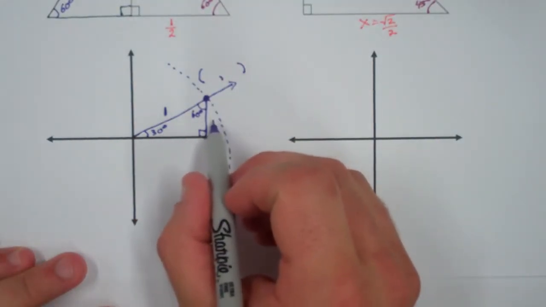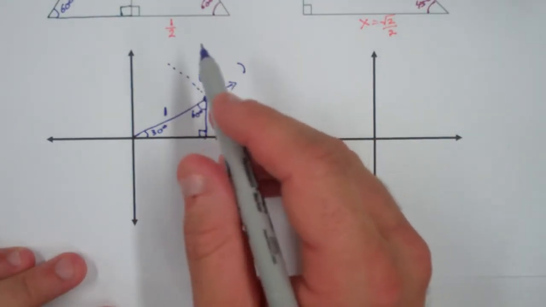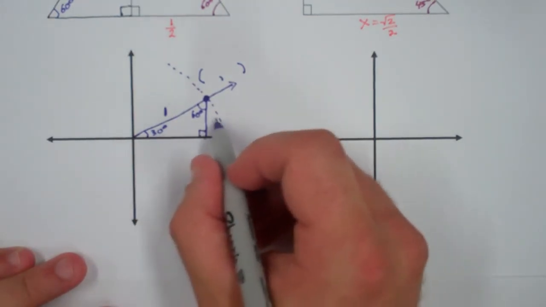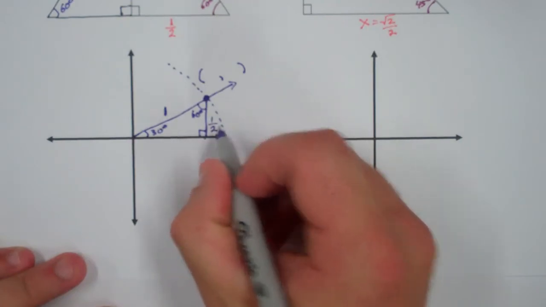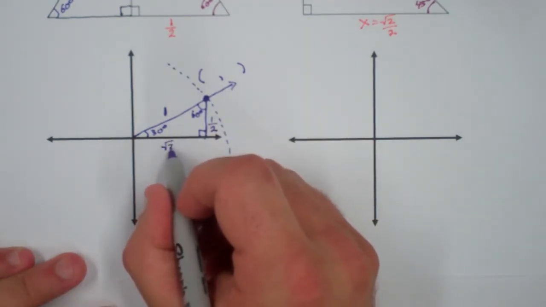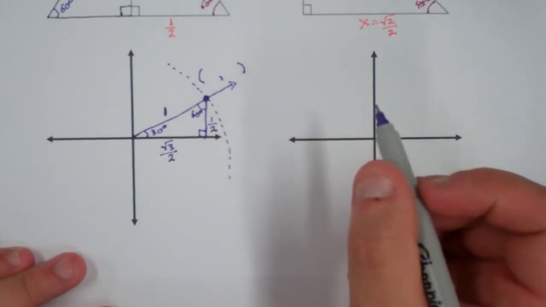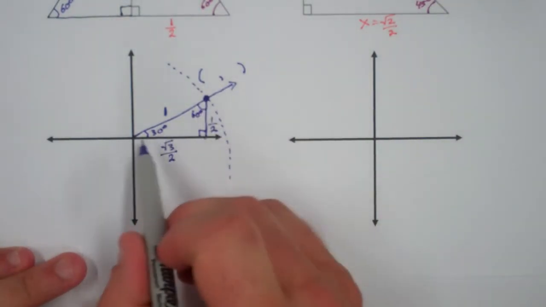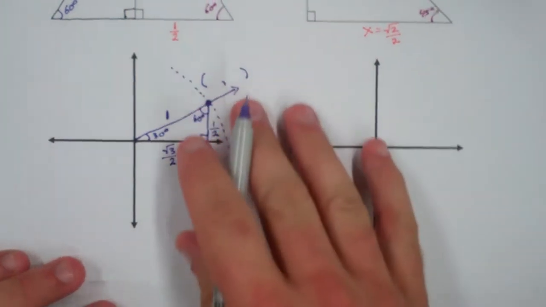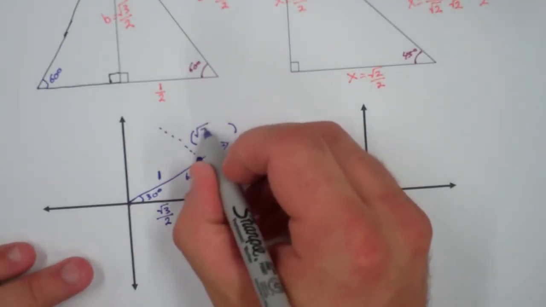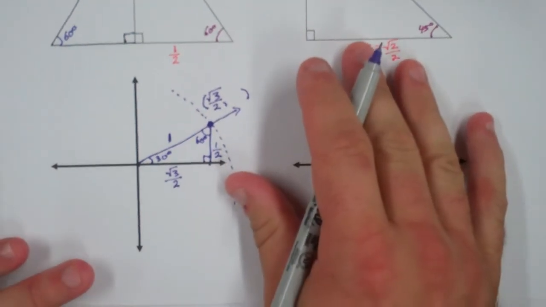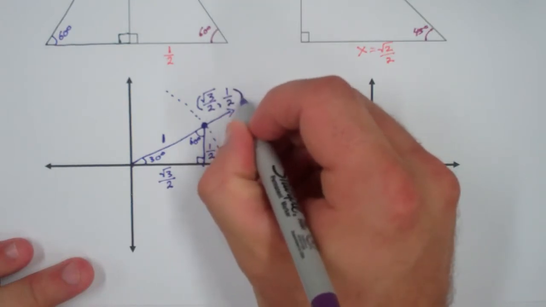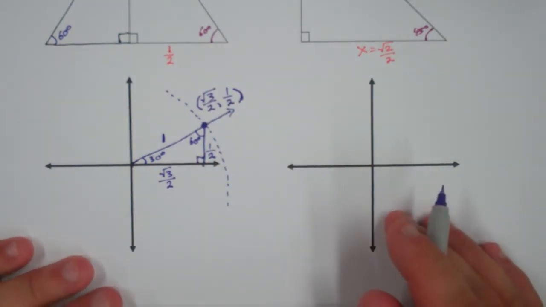If we fill in our knowledge from the previous example of our leg lengths, we know that the side opposite the 30 is 1/2, and then root 3 over 2 will be the other one, the side opposite the 60-degree angle. So to get to this point, we would go right by root 3 over 2, and then up by 1/2. And that's where that coordinate comes from on the unit circle.